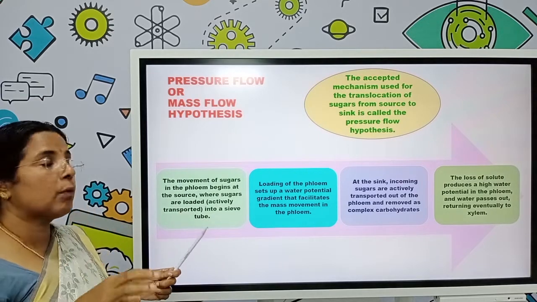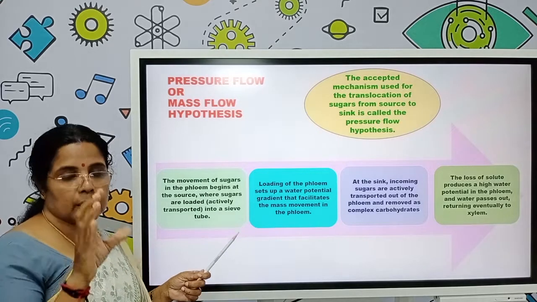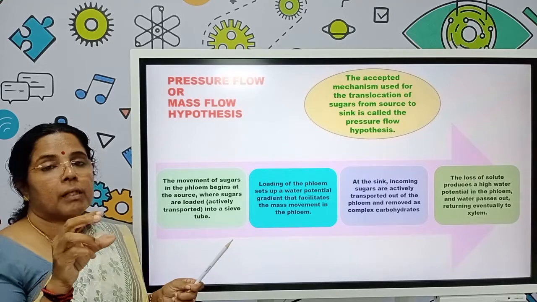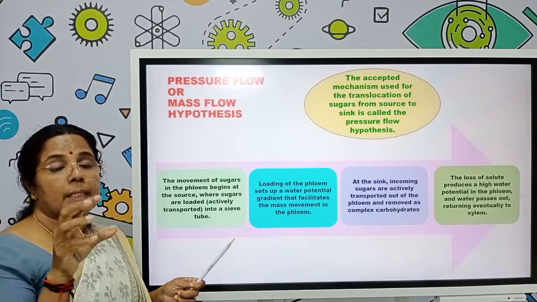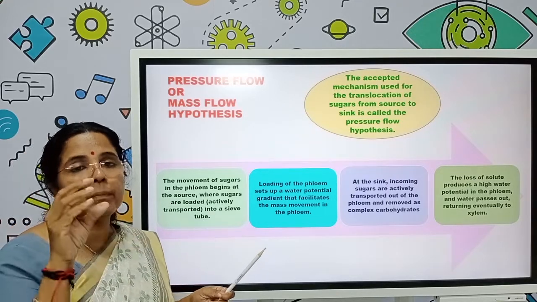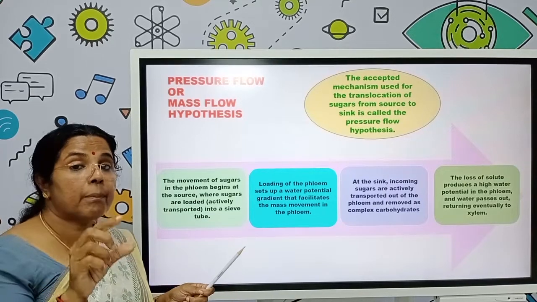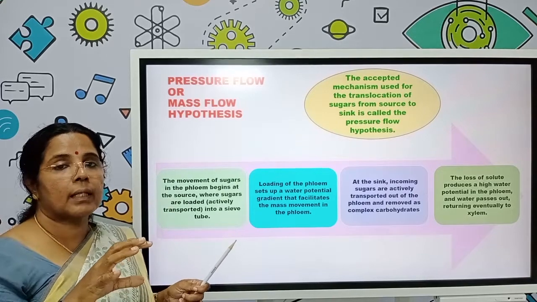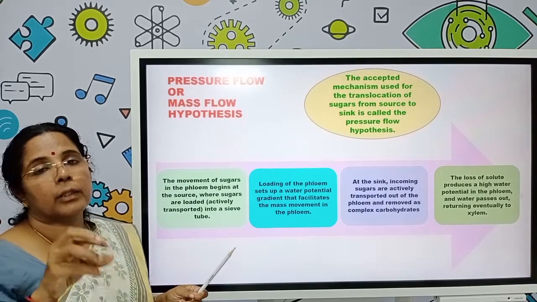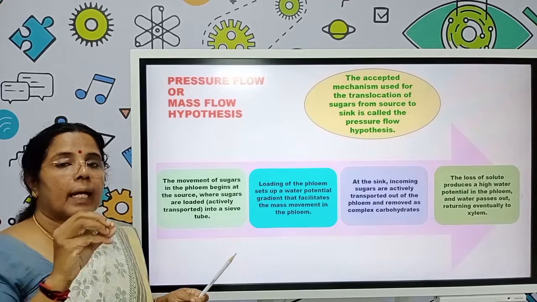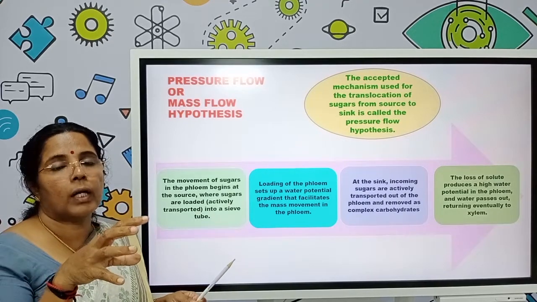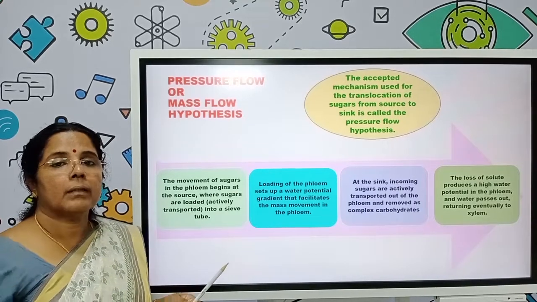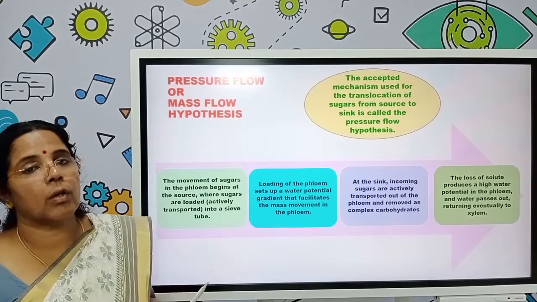Once the sucrose molecules get inside the sieve tubes, the phloem tissue, the water potential becomes less. That means the phloem sap becomes concentrated, so water from the xylem and neighboring cells will automatically enter into the sieve tubes. Then that sucrose along with that water, which is called phloem sap, will move from the higher concentrated area to the lower concentrated area.